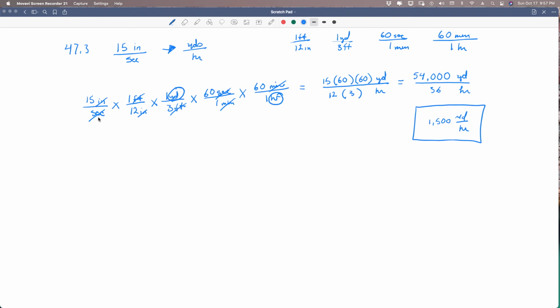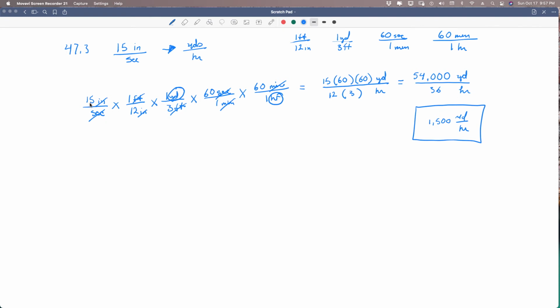Now we're looking for seconds. So we put 60 seconds over minutes. So we canceled out our seconds and now we had minutes. But we want to go to hours, so we did one more, 60 minutes over 1 hour. So we were able to cancel out our minutes. So that left us with the unit of measure of yard in the numerator and hour in the denominator. So that's yards per hour.